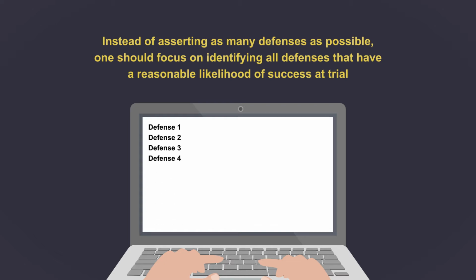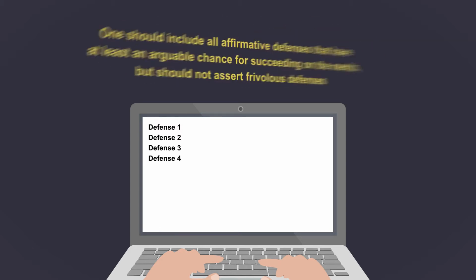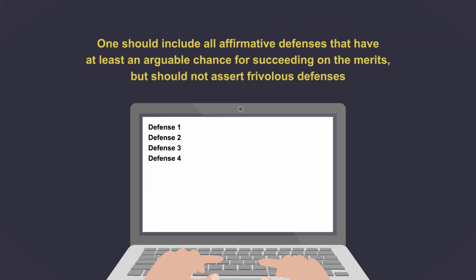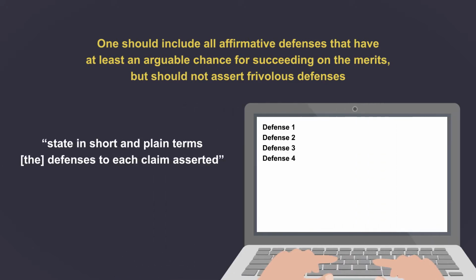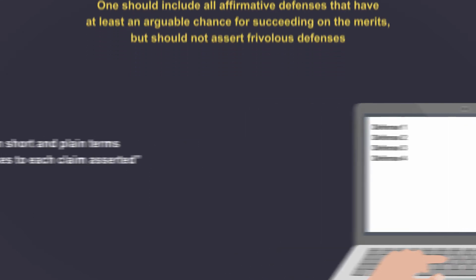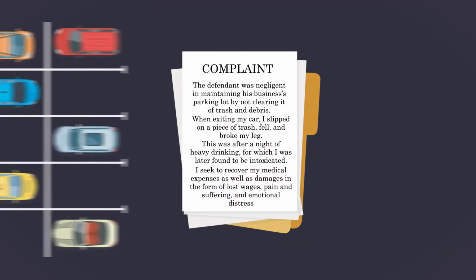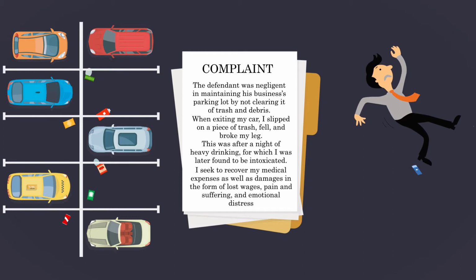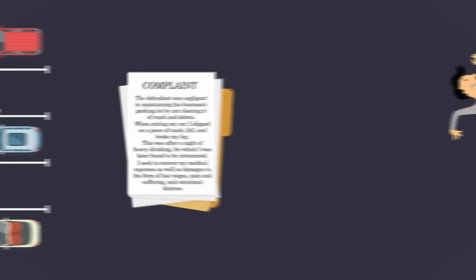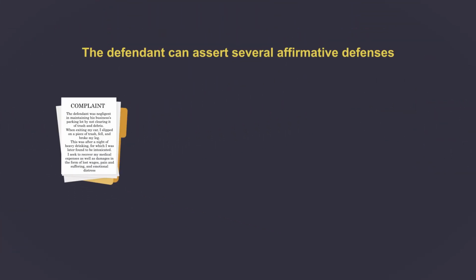of success at trial. After researching the legal claims asserted by the complaint, you should include all affirmative defenses that have at least a chance for succeeding on the merits, but should not assert frivolous defenses. The answer should state in short and plain terms the defenses to each claim asserted. Going back to our example from before about a plaintiff who slipped and injured himself in the defendant's parking lot, the defendant can potentially assert several affirmative defenses.